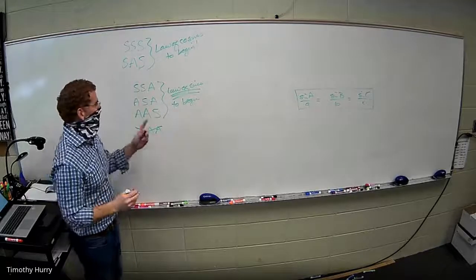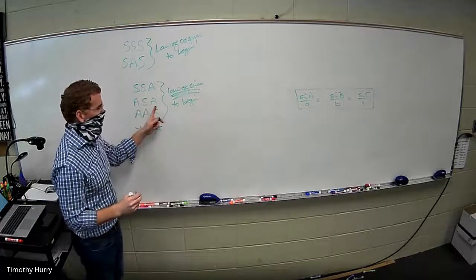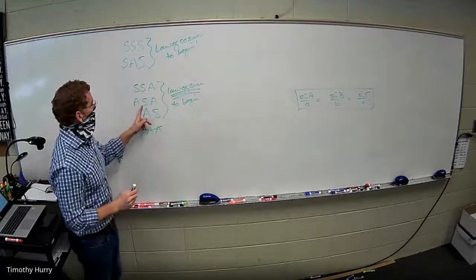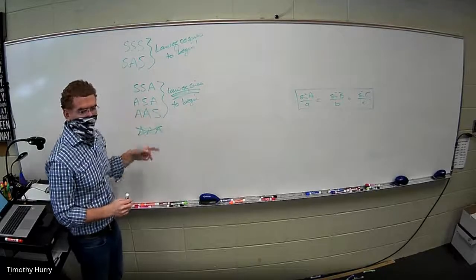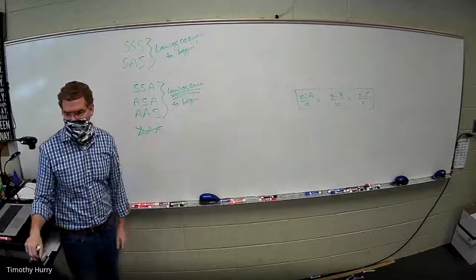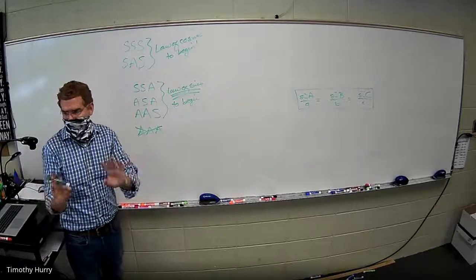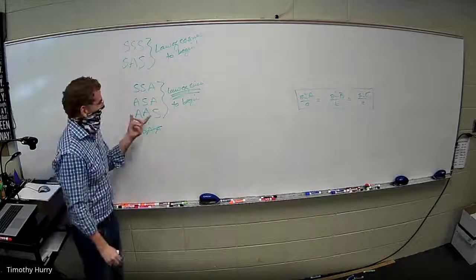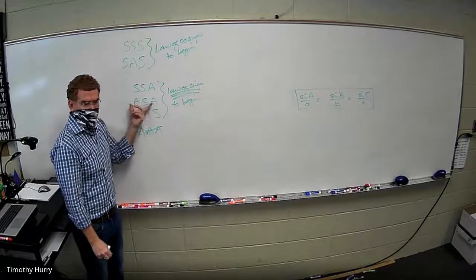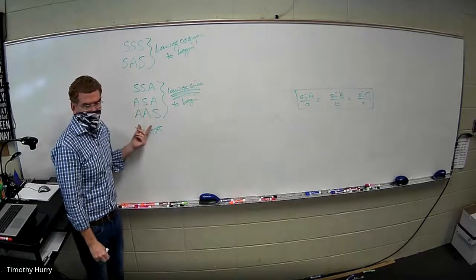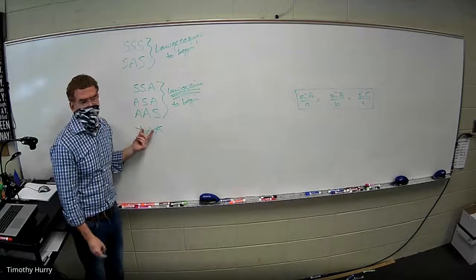Now, let me just talk about side-side angle and angle-side angle. Obviously, angle-side angle and side-side angle, I really don't even differentiate between the two. I'm going to mention it, but then I really don't differentiate. And the reason why is if I know two angles of a triangle, what am I always able to find really easily? The third one.